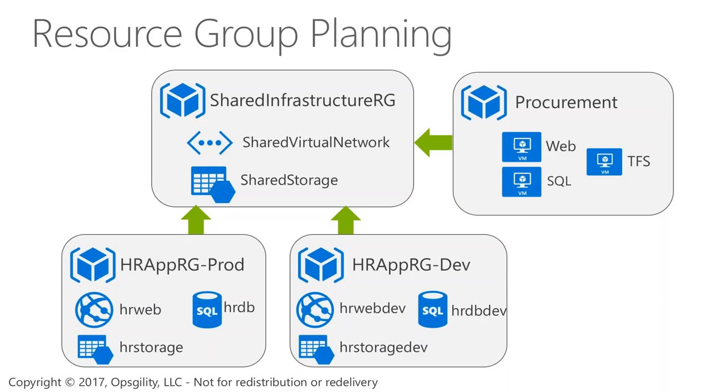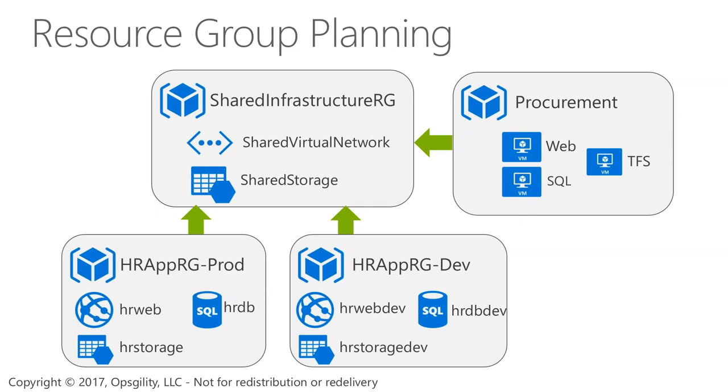So I mentioned some of the reasons why a resource group might be created. This is kind of an example here. You see that there are 4 resource groups created here on this slide. In the top center, there's a shared infrastructure resource group. So this might be a resource group where we place resources that multiple different business units or departments are going to use. It might make sense that the same virtual network or maybe the same storage account would be used by several different business units.